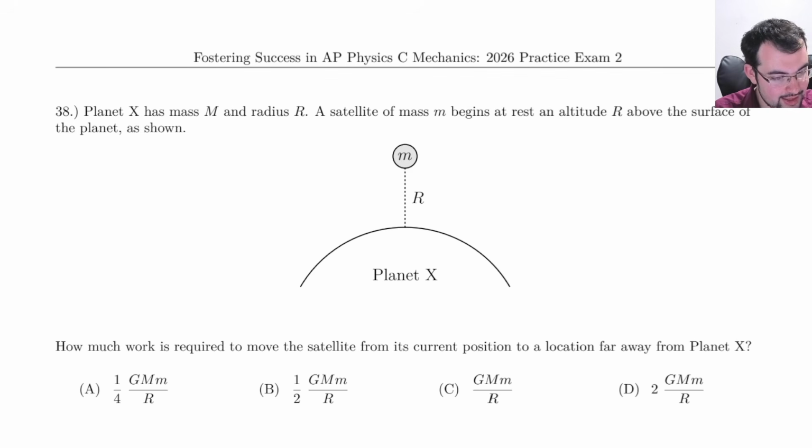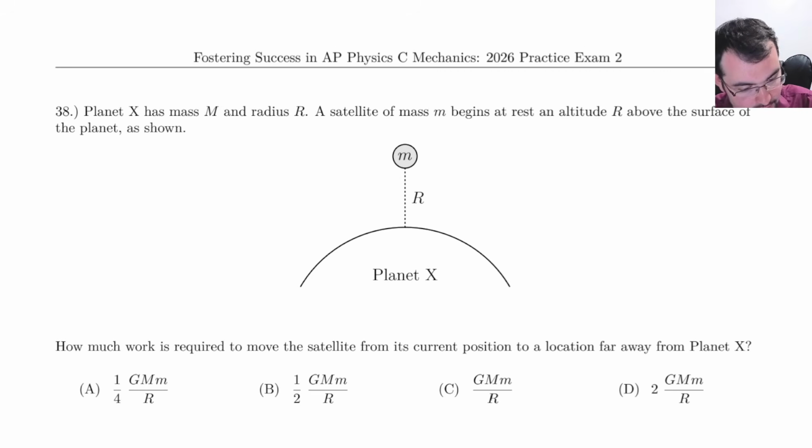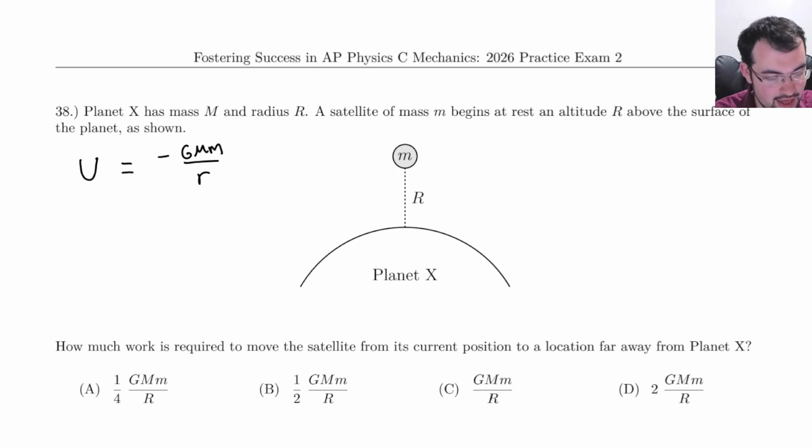All right, planet X has mass M and radius R. A satellite of mass m begins at rest at altitude R above the surface of the planet. How much work is required to move the satellite from its current position to a location far away from planet X? So what we need to do here is just think about the energy. Currently, we know that U is equal to negative GMm over r, because orbiting bodies are in this energy debt.